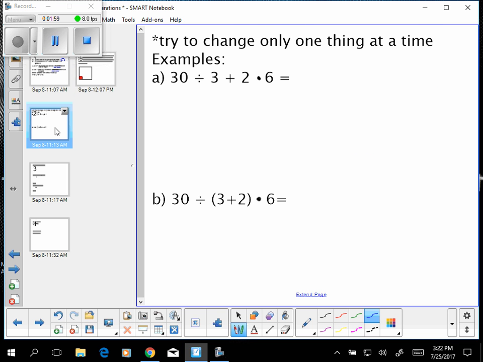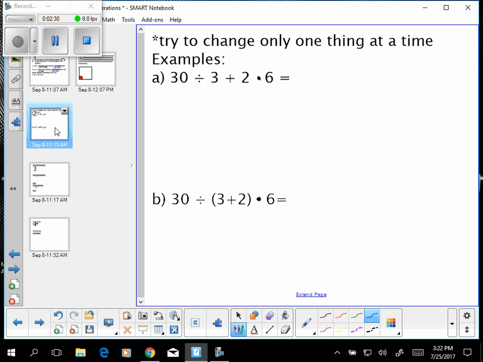Let's take a look at our first example. If we look at this first one, oh, and I should point this out, it's usually a good idea when you're first really working with this to try to change only one thing at a time. And if you have to write some extra steps, it's still a lot easier than trying to make too many changes at once, because sometimes you end up getting yourself goofed up by doing so.